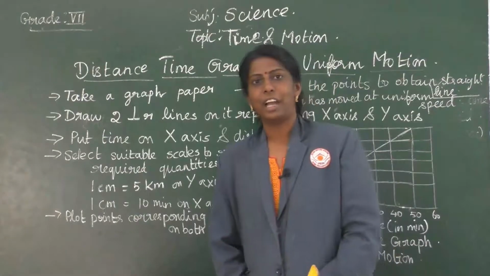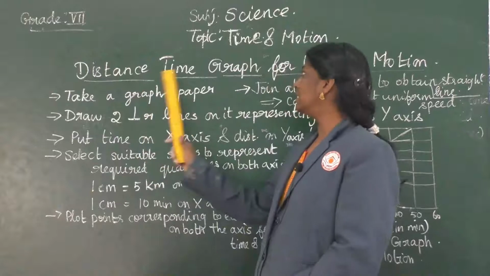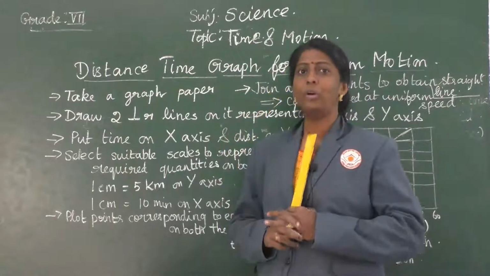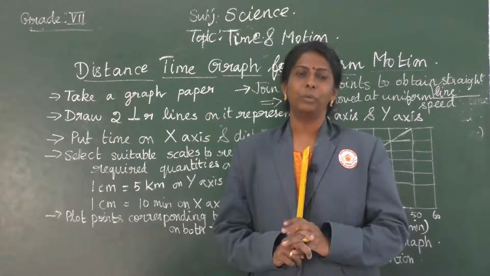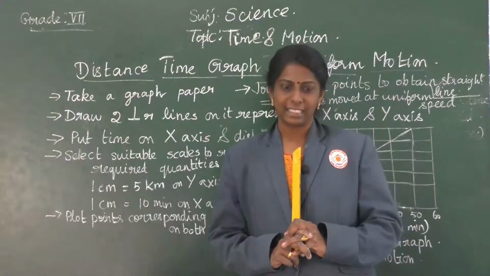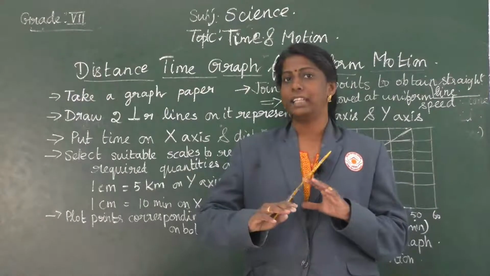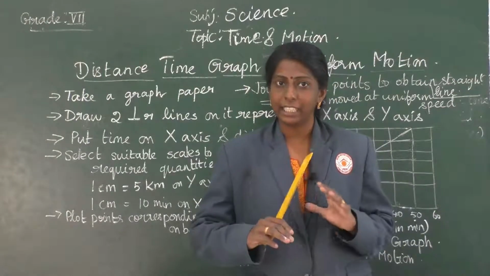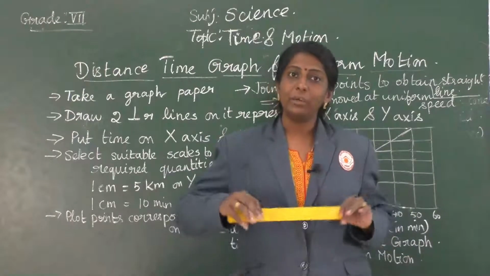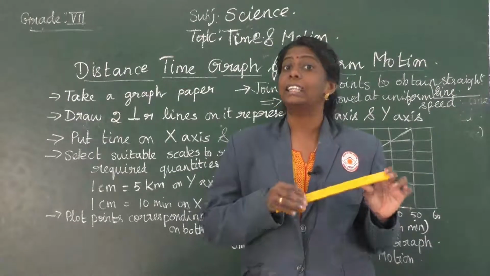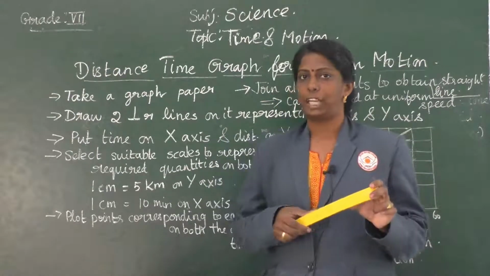Yes children. Now about the distance-time graph for uniform motion. What do you mean by uniform motion? As I said, when a body moves in a straight line where equal distance is covered in equal intervals of time.